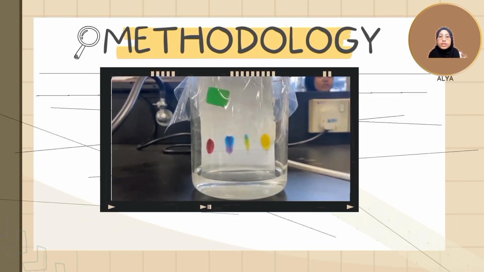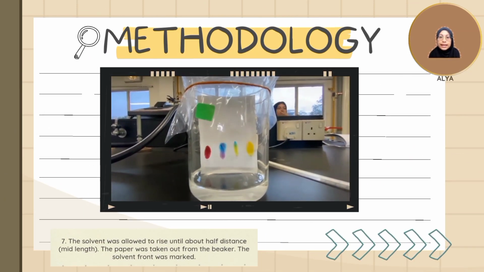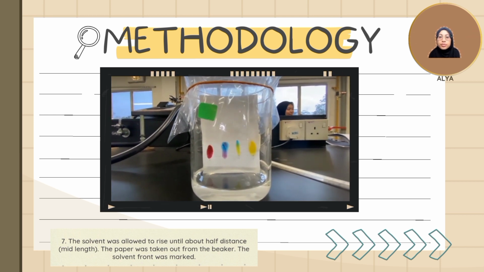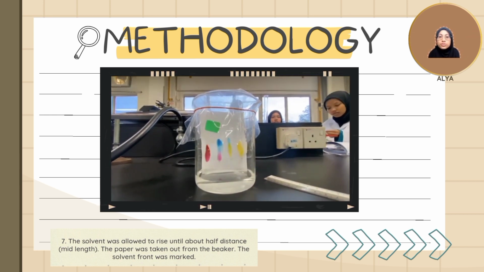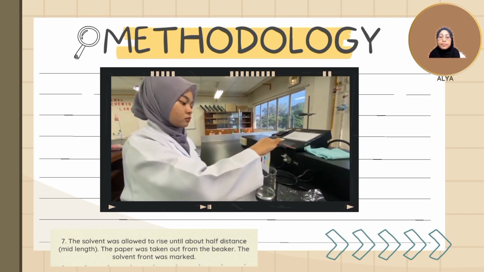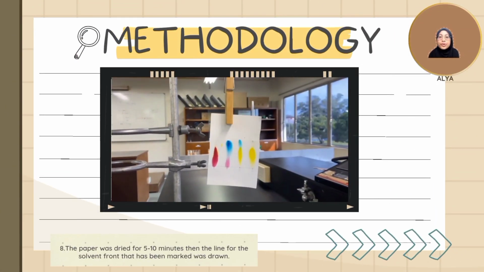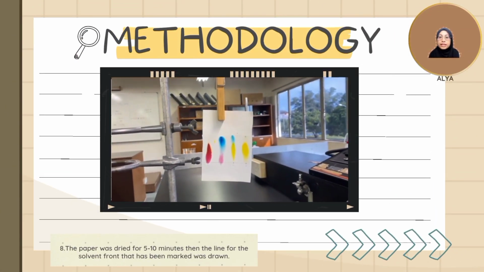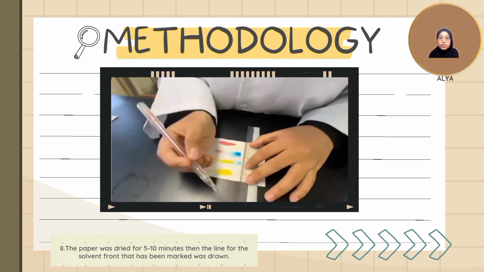The solvent was allowed to rise until about half the distance, mid-length. The paper was taken out from the beaker. Lastly, the paper was dried for 5 to 10 minutes, then the line for the solvent front that had been marked was drawn.